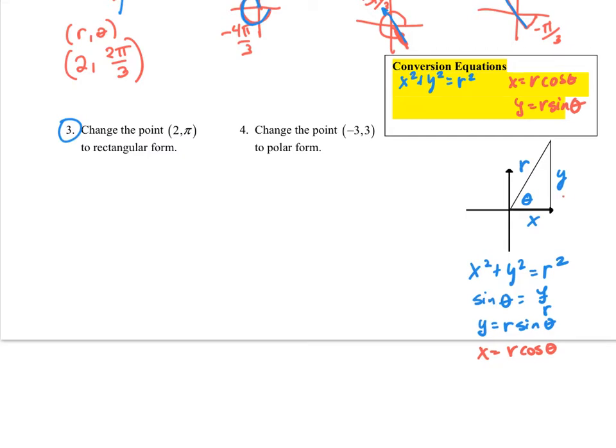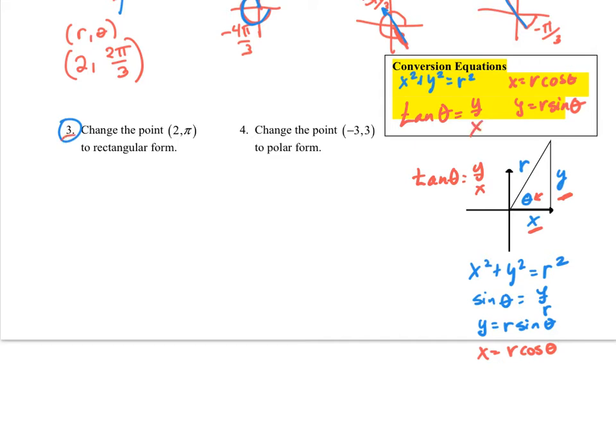Now another conversion is if I give you a point in rectangular form, I have the x and y. Well, if I have the x and y, a lot of times I need this theta. So what relates x and y together along with theta? That's going to be my tangent of theta is equal to y over x. So given a coordinate x, y, I can find the angle measurement by using the inverse tangent.